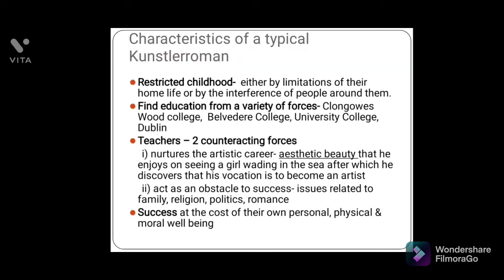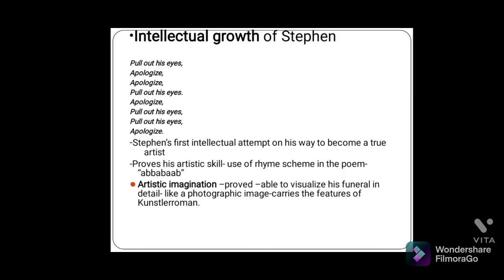Characteristics of a typical Künstlerroman: restricted childhood, either by limitations of their home life or by the interference of people around them. Finds education from a variety of sources. Stephen finds education from Clongowes College, Belvedere College, University College of Dublin, etc. Teachers are two counteracting forces for the artist. The first one nurtures the artistic career, like the aesthetic beauty that he enjoys on seeing a girl wading in the sea, after which he discovers that his vocation is to become an artist. The second acts as an obstacle to success: issues related to family, religion, politics, and romance.